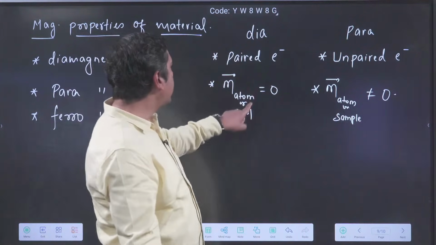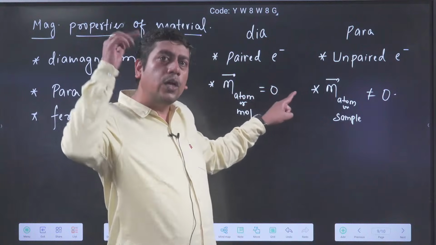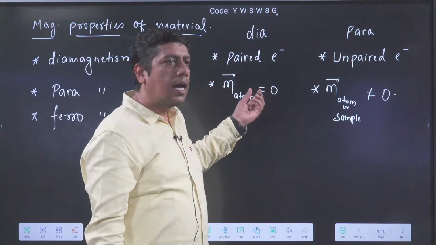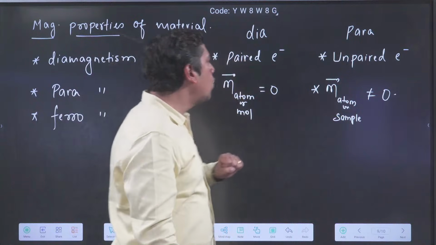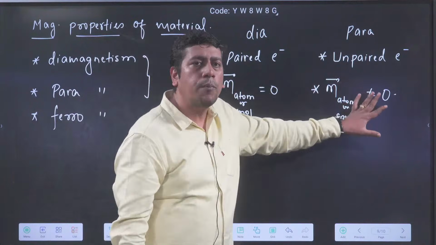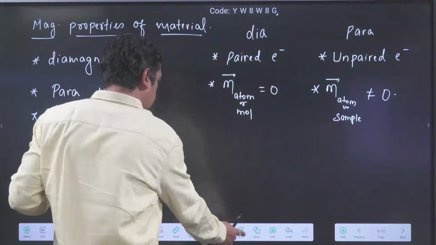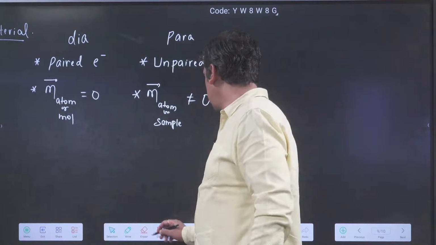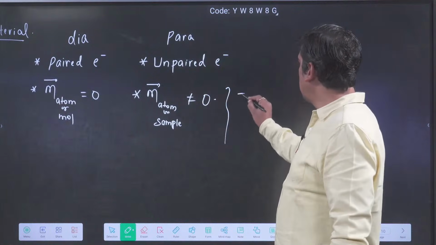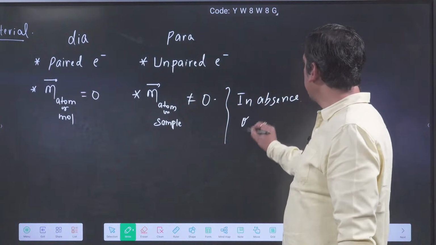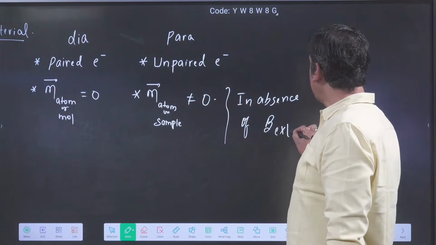So you can consider it like a non-polar molecule. If you recall, if you connect with electrostatics, this is similar to non-polar, and this one is similar to polar. Here the inbuilt dipole moment is there. Here the inbuilt dipole moment is 0, and we are talking in the absence of an external magnetic field.